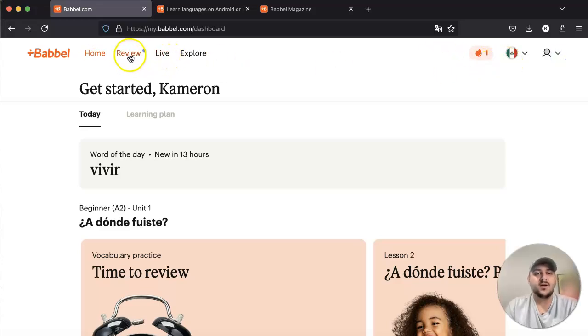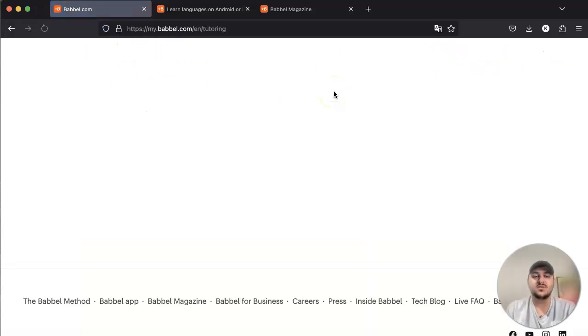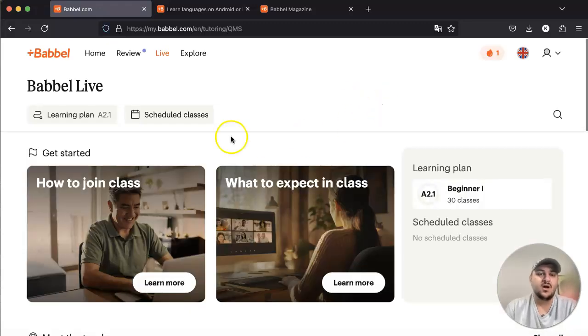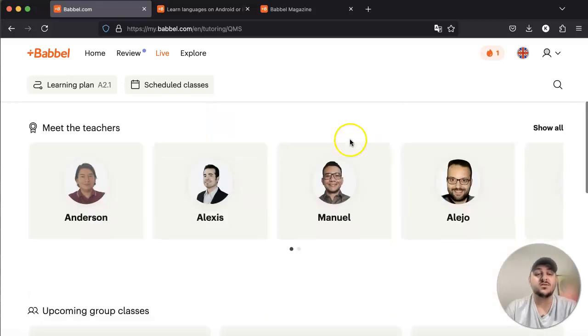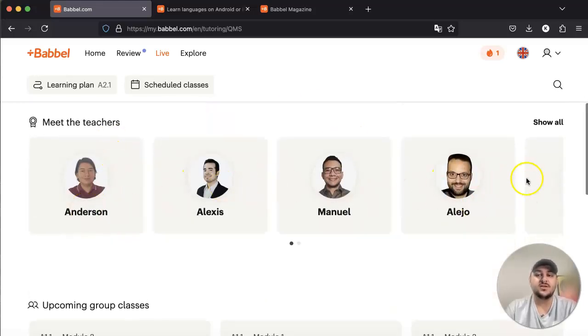The live aspect, let's do that next, because that was pretty interesting that I saw here. So live aspect, it deals with your learning plan. You can even schedule classes to do. So for like my beginner one, my scheduled classes, I could have some here that I could see when I was going to have class. It shows you how to join one, or what to expect in one, and then your teachers down here that are available. And that's just a few, but you can see all.